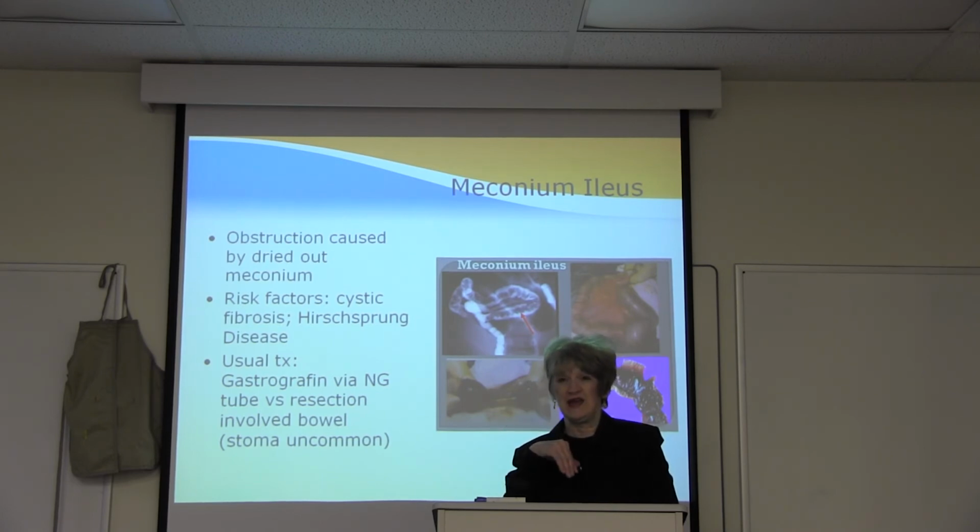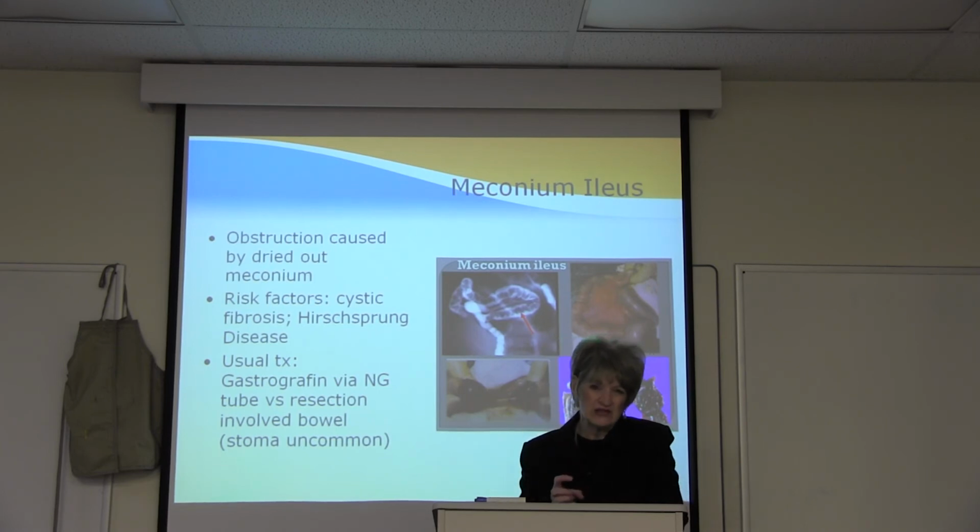Most of the time they can pass an NG tube and give Gastrografin or even Mucomyst by the NG tube, and that pulls a lot of water into the gut and liquefies the meconium so it can pass through. Occasionally they have to go in and resect the section of bowel that's obstructed by the meconium and do an end-to-end anastomosis. Very unlikely to do an ostomy. I haven't seen an ostomy for meconium ileus in many years. I will not ask you that.